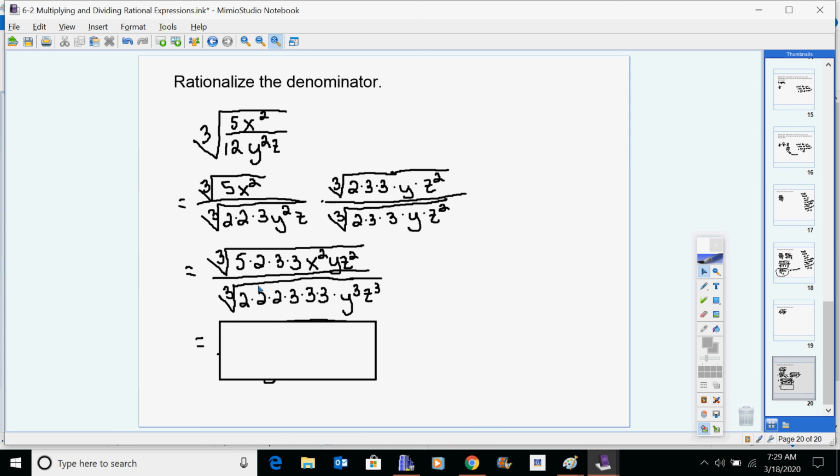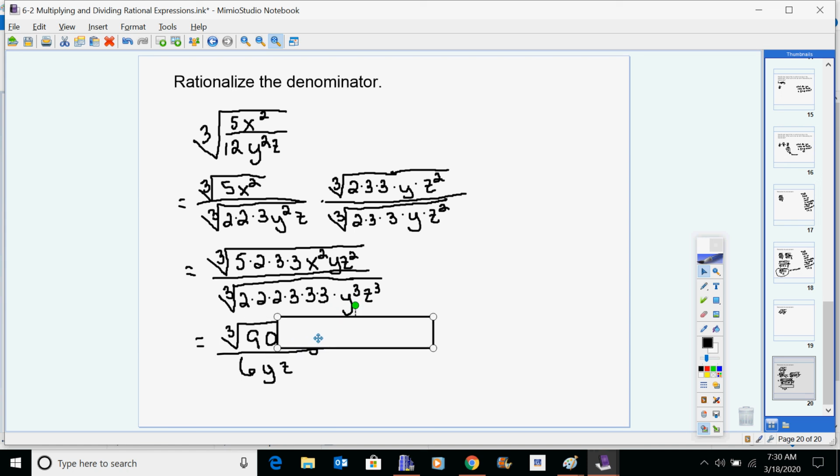So what we have is a group of 2s to come out. We have a group of 3s to come out. We have a y to come out and a z to come out in your denominator. 2 times 3 times y times z. Here, all you're doing is simplifying. 5 times 2 is 10, times 3 is 30, times 3 is 90. So we have a cube root of 90 there. Nothing can come out because there's no groups of 3s there. And an x squared and a y and a z squared.